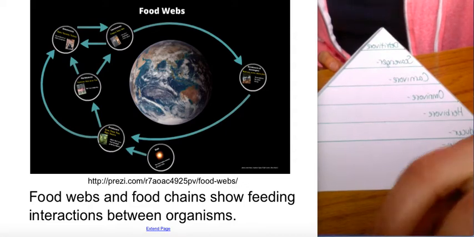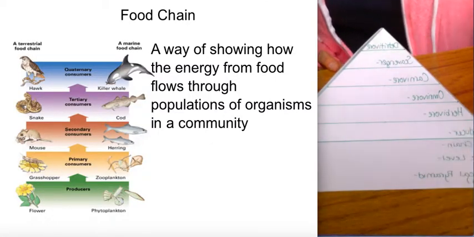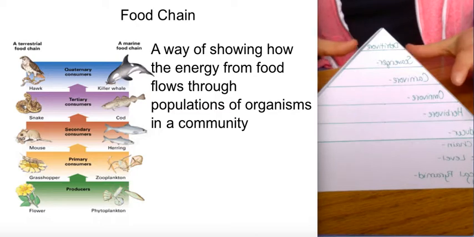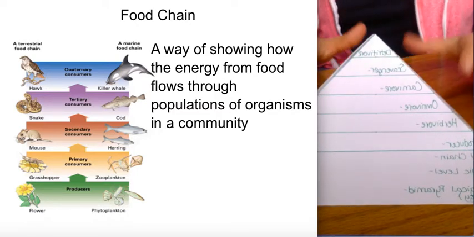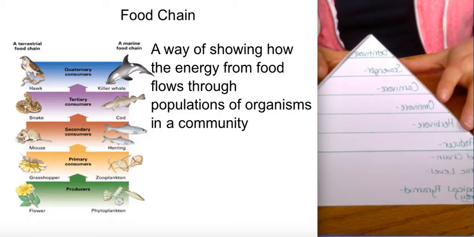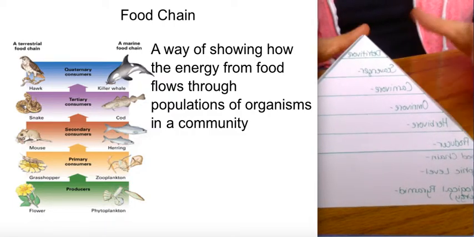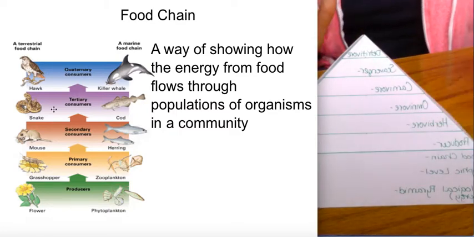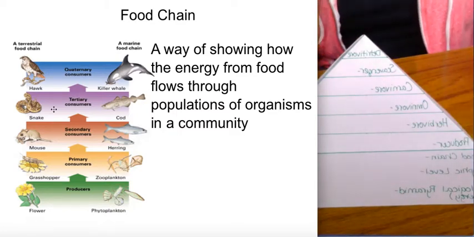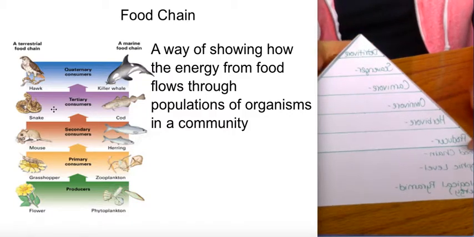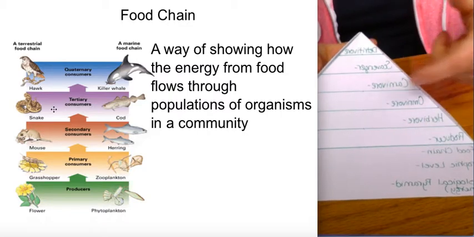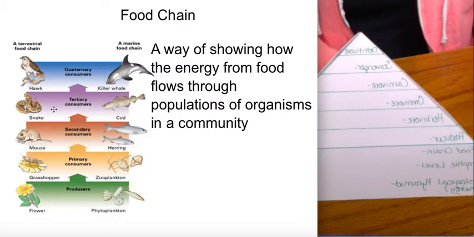A food chain is a way of showing how the energy from food flows through populations of organisms in a community. So within an ecosystem, you have feeding interactions between organisms. This energy pyramid or food chain really, over here on the screen I have an example of a food chain, is showing how energy flows from one organism to another, from producers, in other words, those producers of energy, all the way up to the consumers of them, like a carnivore, let's say.